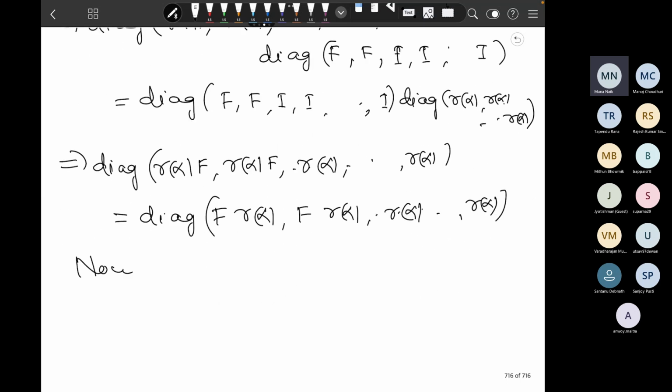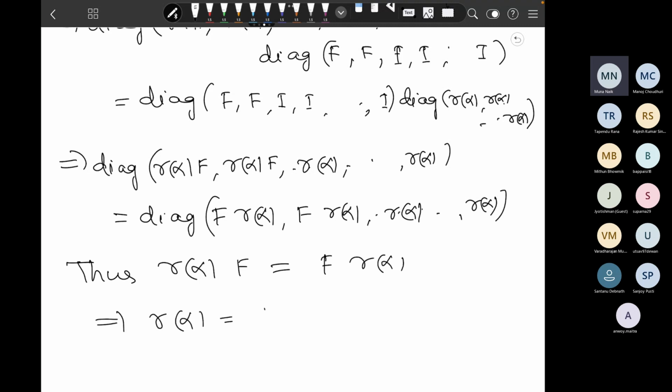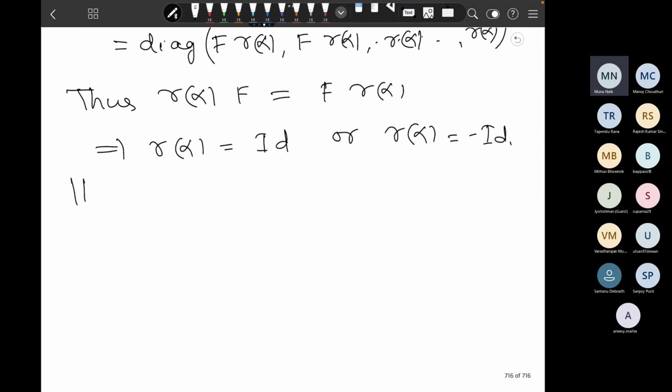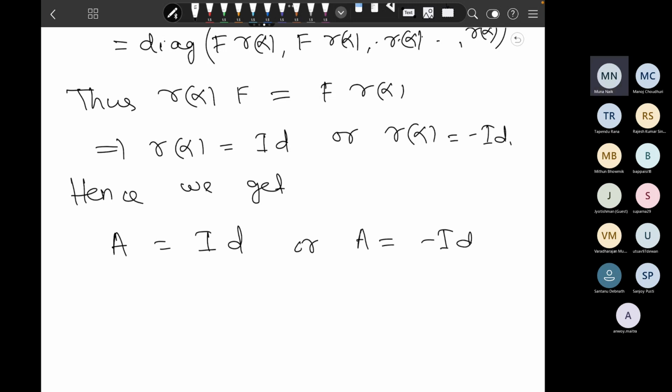Now R alpha F is equal to F R alpha, and this implies R alpha is equal to either identity or minus identity. Hence we get this thing. So if R alpha is equal to identity, then A will be identity, or A is equal to minus identity if R alpha is equal to minus identity.